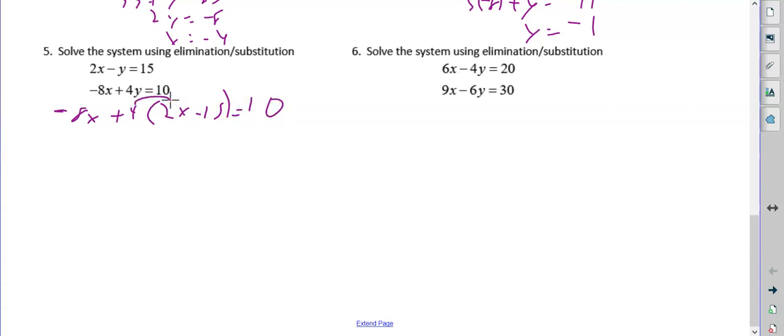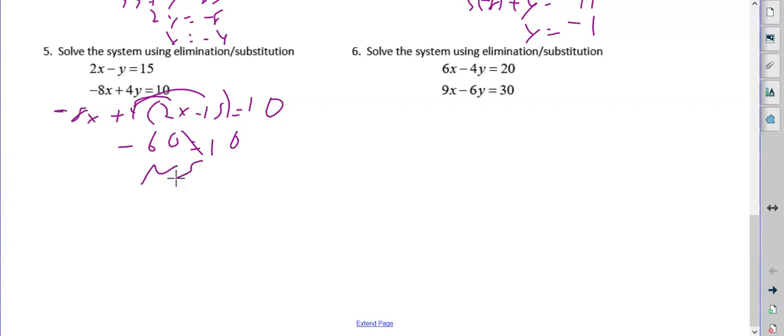This would give you 8x minus 60. Okay. And negative 8x plus 8x would end up being 0. So you end up with a statement of negative 60 equals 10, which is a false statement. So no solutions. That's one way to do it.